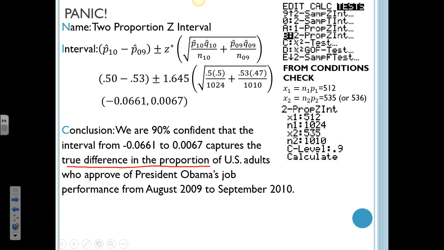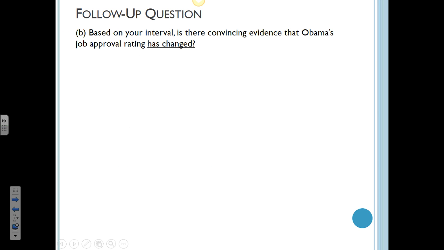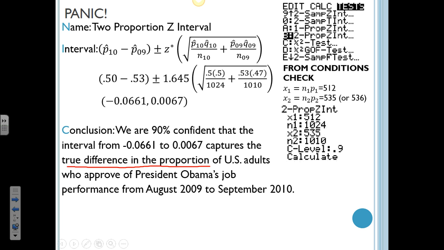All right, so what does this mean? It's from negative to a positive, right? What does it actually mean? So let's talk about question part B here. Based on your interval, is there convincing evidence that the job performance has changed? Has changed. Now we need to use the interval to kind of help us figure this out. So I have a question. When would we know it has changed?